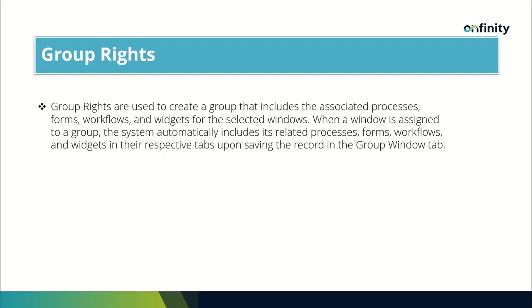Group rights are used to create a group that includes the associated processes, forms, workflow, and widget for a screen. When a screen is assigned to the group, the system automatically includes its related processes, forms, workflow, and widget in the respective tab upon saving the record in the Group Window tab.